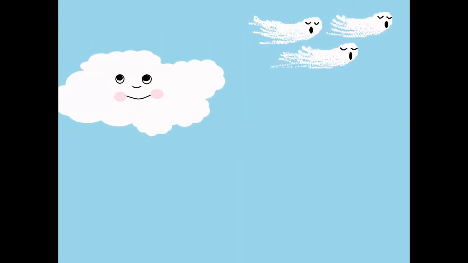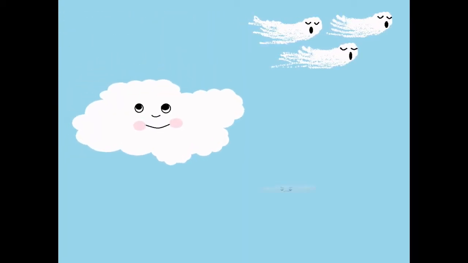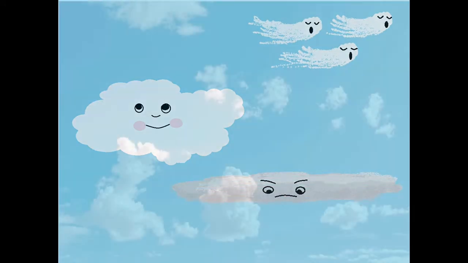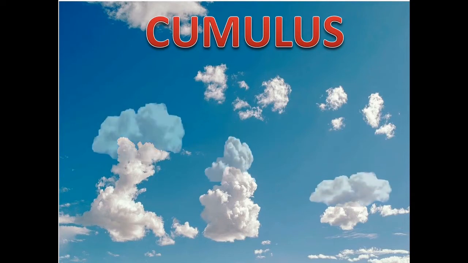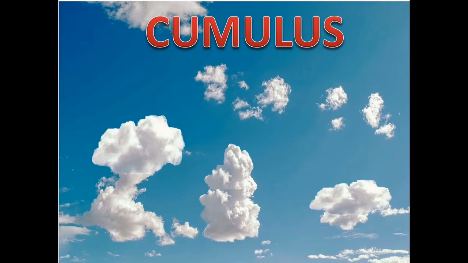Did you know that not all clouds are the same? There are many different types of clouds, but we're going to look at 3 types: cumulus, cirrus, and stratus. These are cumulus clouds. They are the fluffy white cotton clouds. Cumulus means accumulation or piles, and these clouds pile up on top of each other to form big fluffy clouds.